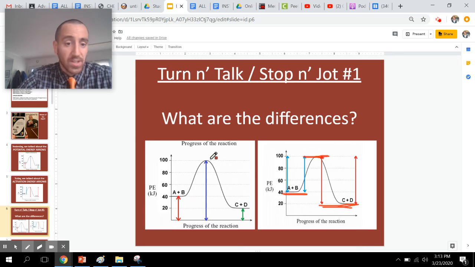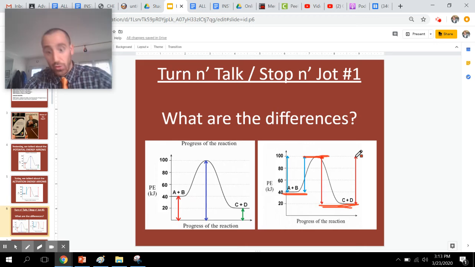This is 0 to 100, it's just 100. And this is 0 to 20, it's just 20. This is going from 40 to 100, which will be 60 kilojoules of energy. This one starting at 20 and going up to 100 will be 80 kilojoules of energy. So in order to actually quantify these values, you need to do a little bit of subtraction.